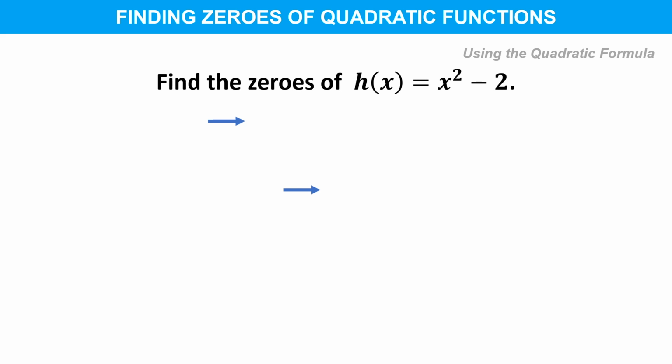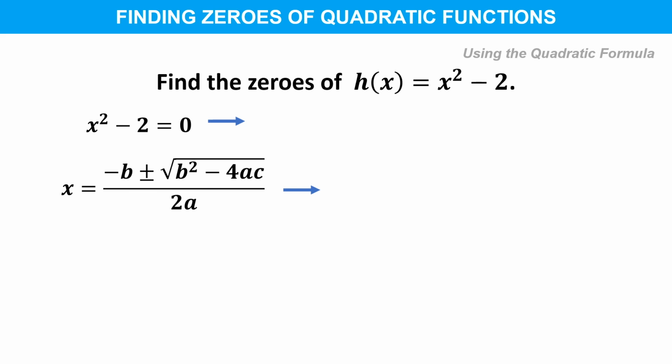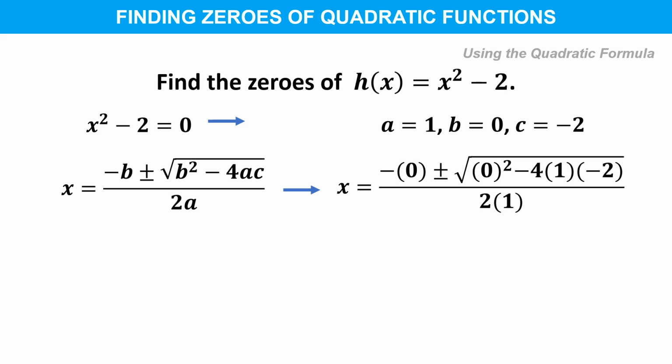For our next example, let's find the zeros of the quadratic function h of x is equal to x squared minus 2 using the quadratic formula. First, write the corresponding quadratic equation. Use the quadratic formula to find the roots of x squared minus 2 is equal to 0. That means we need the values of a, b, and c. The value of a is 1, b is 0, and c is negative 2. Substitute these values to the formula and simplify the resulting numerical expression.